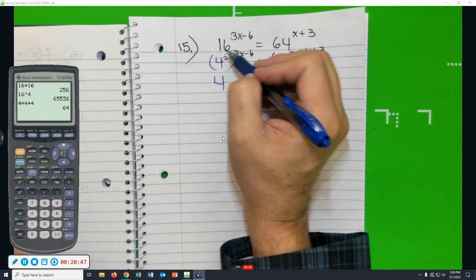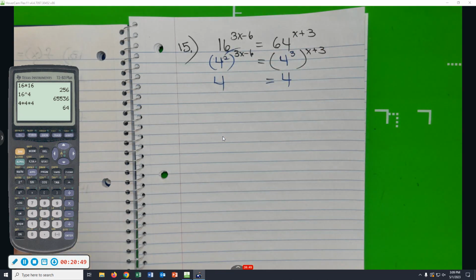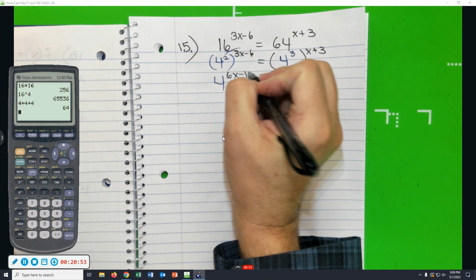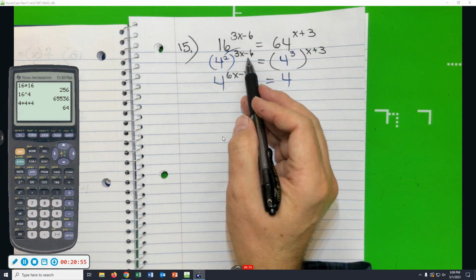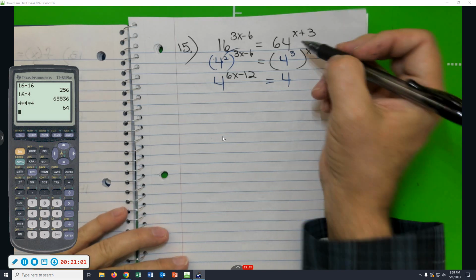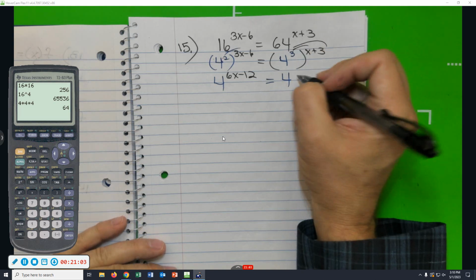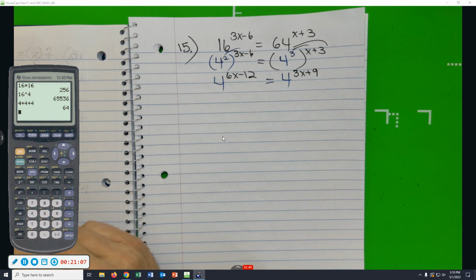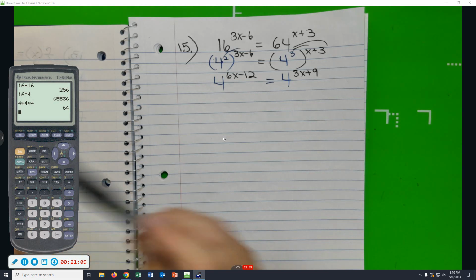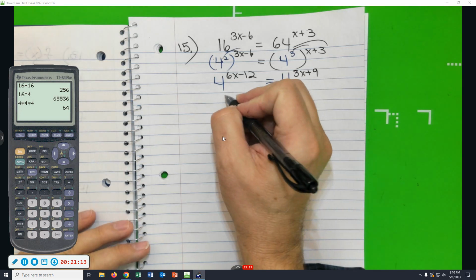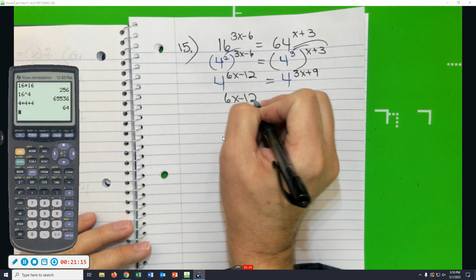What's that going to give us? 6x. Keep going. Okay, distributing the 2 over the 3x minus 6, that gives us 6x minus 12. And then distributing the 3 there, you get 3x plus 9. And then, once we have the same base on both sides, we drop the bases, set the exponents equal.